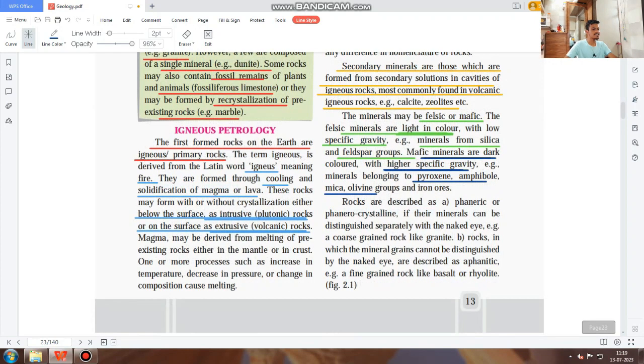Next, rocks can be described as phaneritic or phanerocrystalline. Okay. Now what is phaneritic? See, if the minerals can be seen with the naked eye, they are called phaneritic. Now if you can't see the minerals with the naked eye, then they are called fine grained. Coarse grained is granite. Okay, sorry. Naked eye.